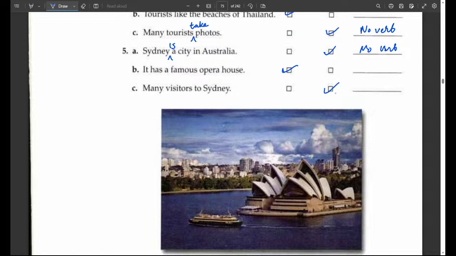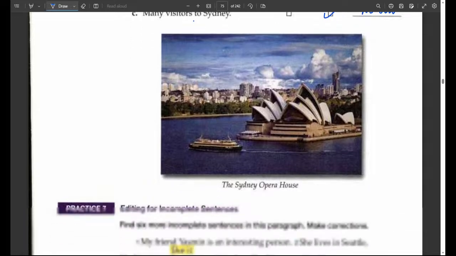So this is again incomplete, and what is missing here? Again a verb, no verb is here. The subject is there, many visitors. We could say here come or go, come to Sydney or go to Sydney.